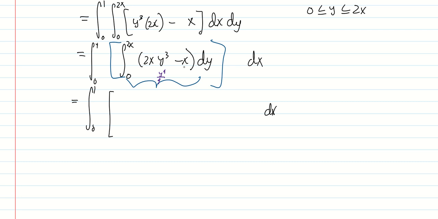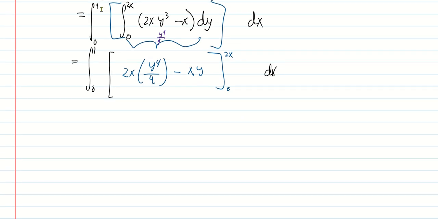Here we have 2x times that, so the answer will be 2x times y to the fourth over 4, that's the integral of y cubed. Here we have minus x, and the integral of dy is just y. And we take the limit from 0 to 2x. So upper limit minus lower limit, the fundamental theorem of calculus. So this now will be equal to the integral from 0 to 1.